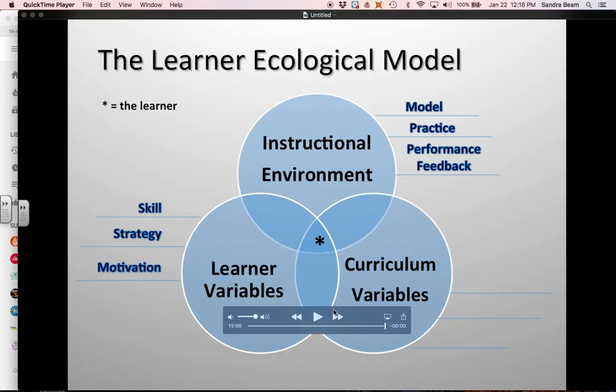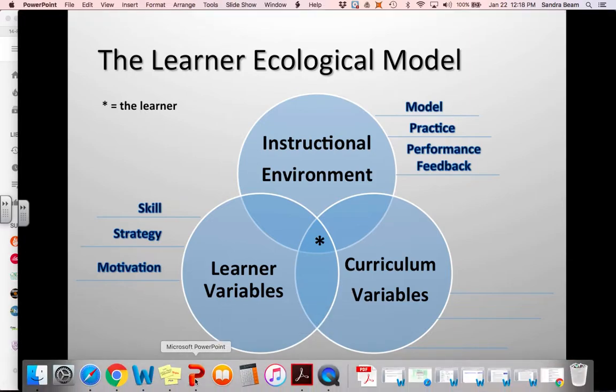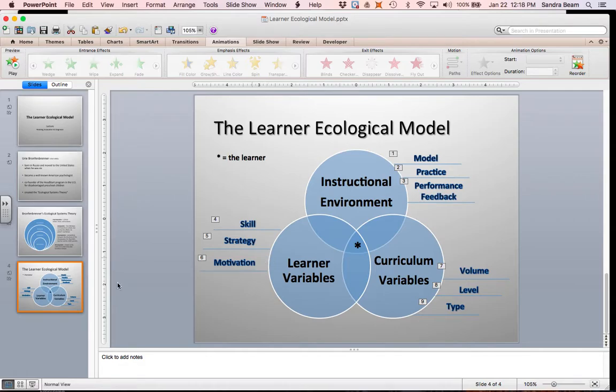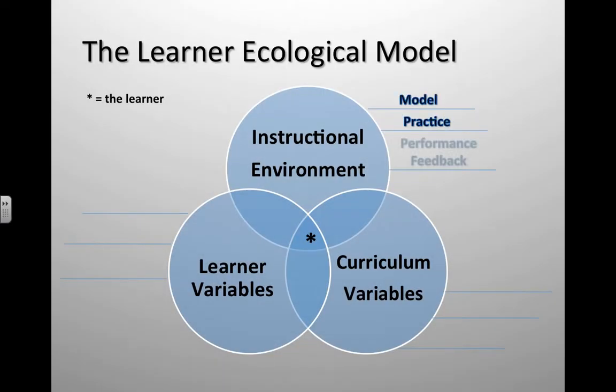So let's talk about this last part, curriculum variables. I have the wrong screen pulled up. Here we go. So down here with curriculum variables, we've already talked about instructional environment and learner variables. You have three things that are influencing the curriculum, which is the volume, level, and type. Okay, so this is going to be determined sometimes by our school district.